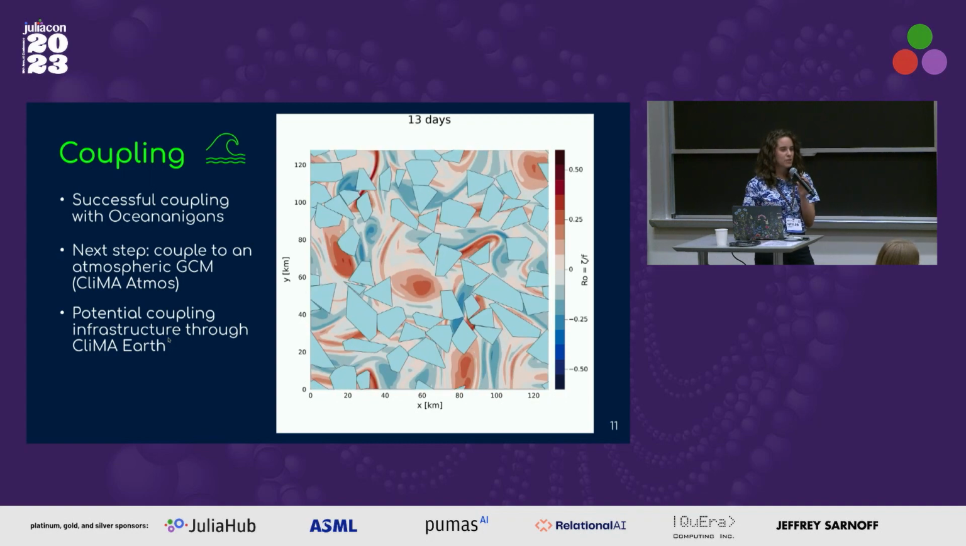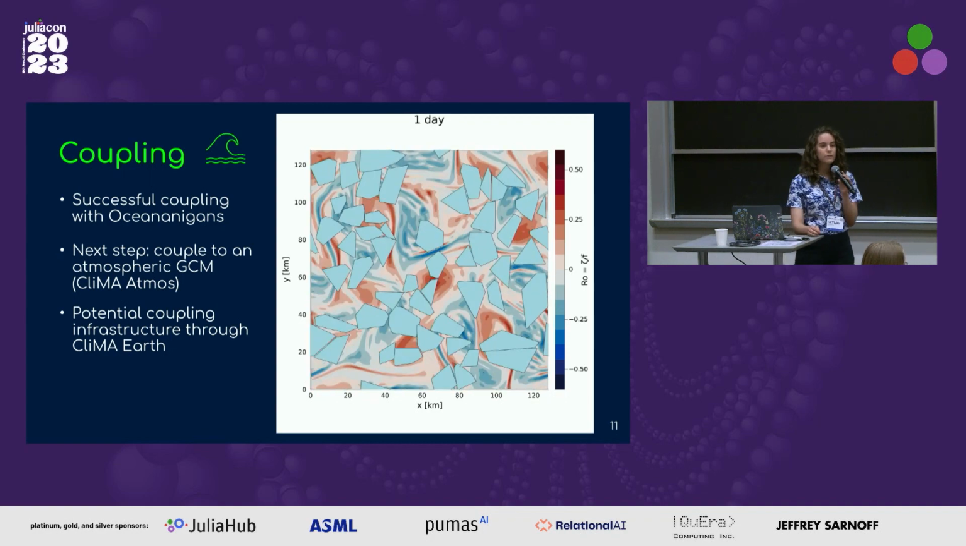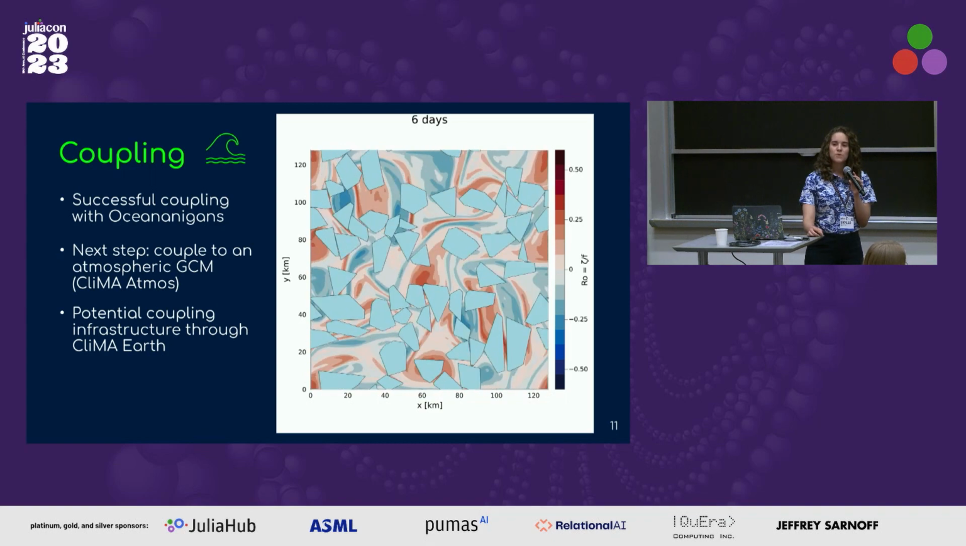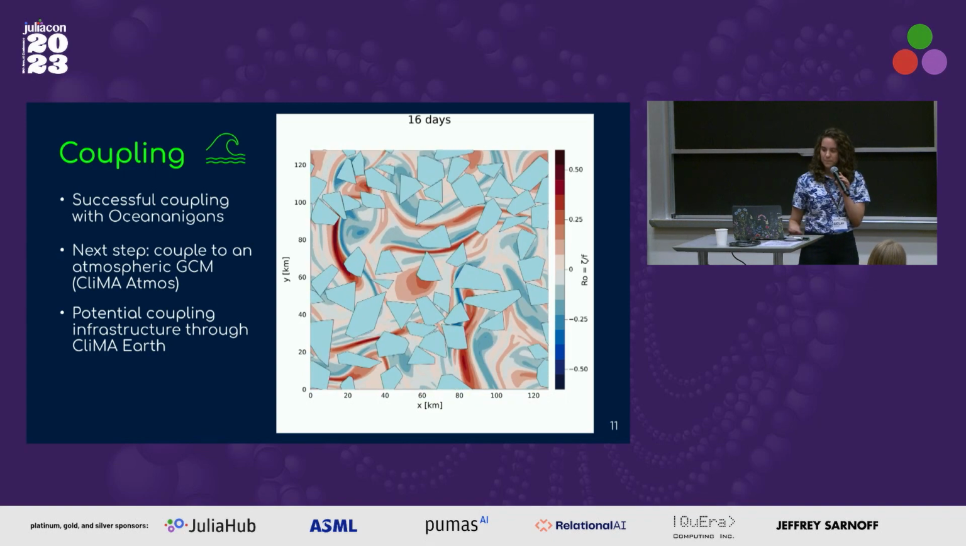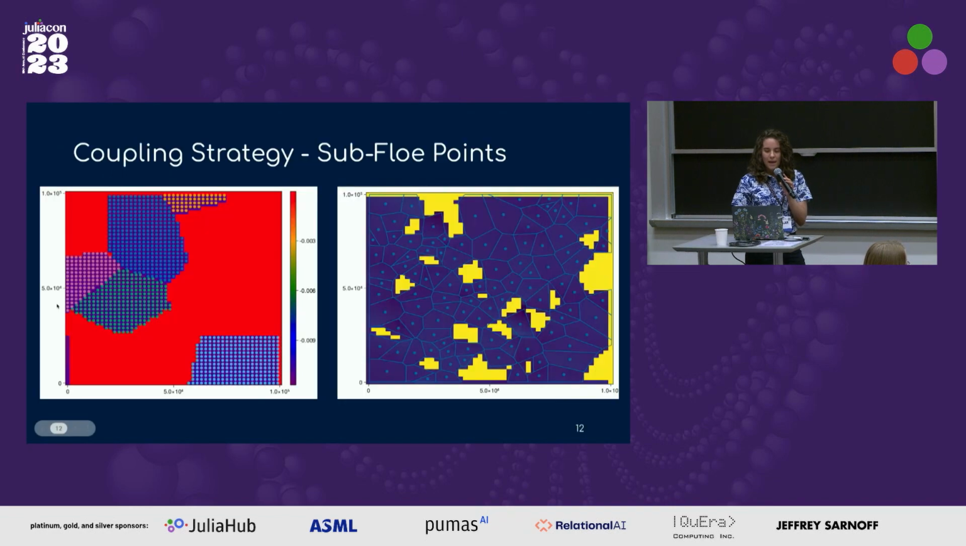And the next step could potentially be to couple to an atmospheric GCM, perhaps ClimateAtmos, in the future. And then there's potential discussion of making this coupling more streamlined for future users, trying to take advantage of the coupling framework that's being set up within Klima. And then just a quick touch on the coupling.